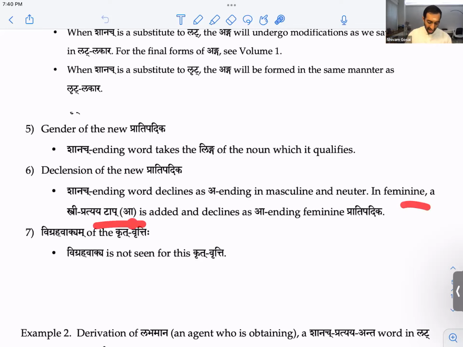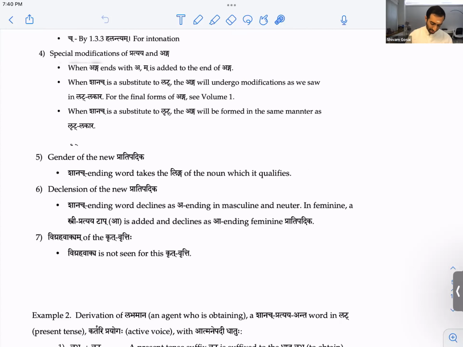For feminine, we just add ta, which means we add ā at the end and it declines as an ā-ending feminine, like Ganga. Ganga, Gange, Gangaha. Gangam, Gange, Gangaha. Gangaya, etc. There's no Vigraha Vakya that we'll see for this. All right, let's look at an example. This will make it come to life.